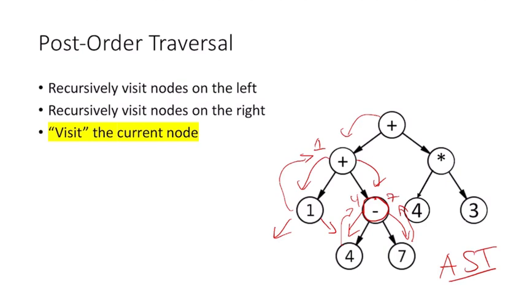So I'm going to evaluate the current node, visit the current node. So I would take 4 minus 7, which is -3, and I'm going to return the -3 up. And now I've done both sides of this one, so I've got 1 plus -3, which is going to give me -2, and I'll return the -2 up. And then I do the same thing down the right-hand side. So post-order traversal is used a lot in developing programming languages, for example.